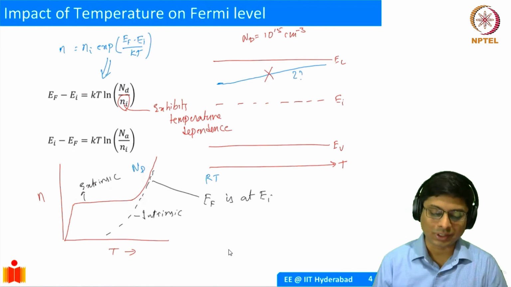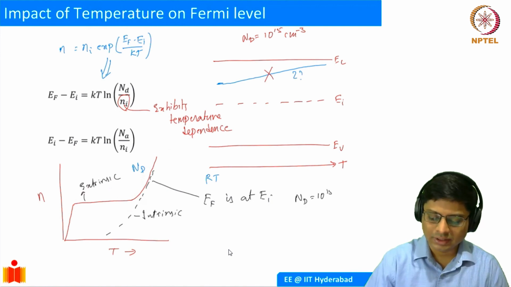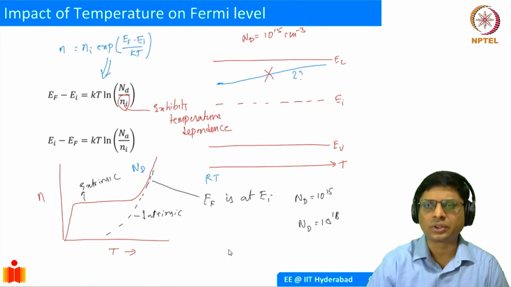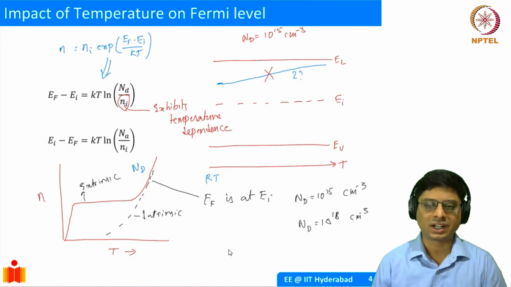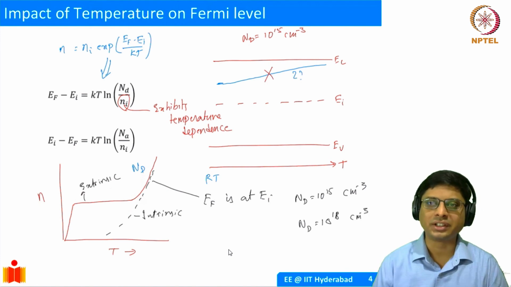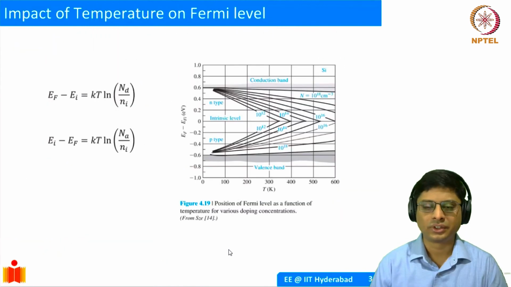Try to take ND equal to 10 power 15, ND equal to 10 power 18, and draw for these two, per centimeter cube. Of course, everything is per centimeter cube whenever I talk of density. So please draw the graph for this and verify whether what you're getting, and then you can compare it with this expression, this graph here. So this is what happens.